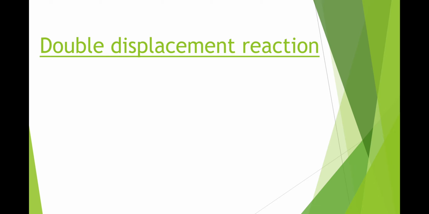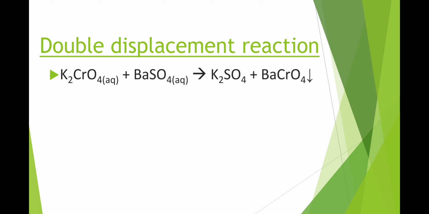Here, let us take an example of potassium chromate and barium sulfate. We have seen this activity in our earlier parts too. When we add the barium sulfate solution to potassium chromate solution, we can observe that a yellow precipitate is formed on the product side. This yellow precipitate is barium chromate. Means barium chromate precipitate is formed there, and we can see potassium sulfate solution on the product side as well.